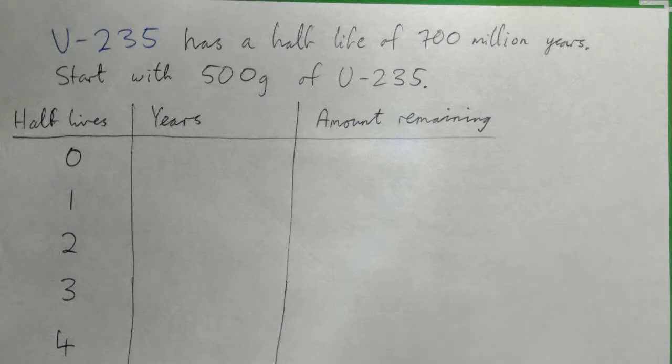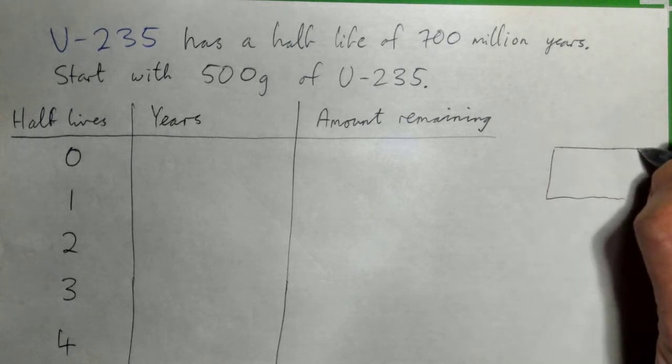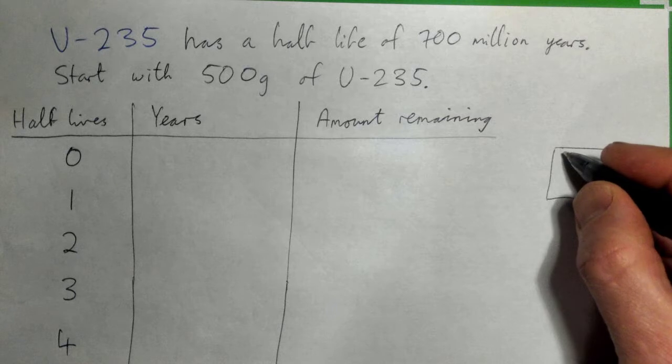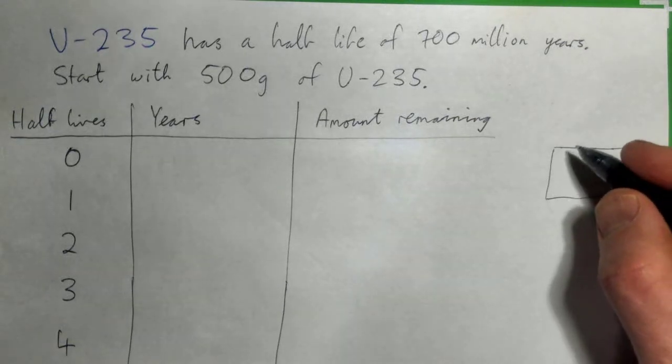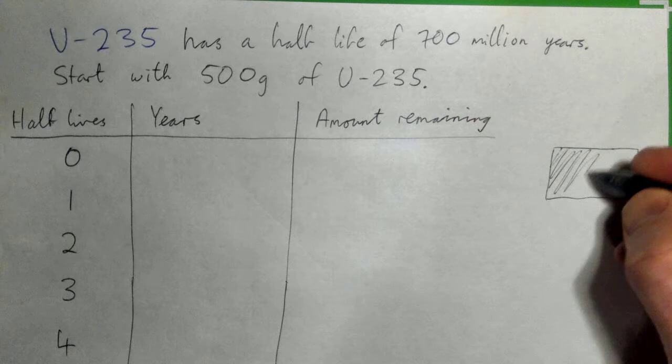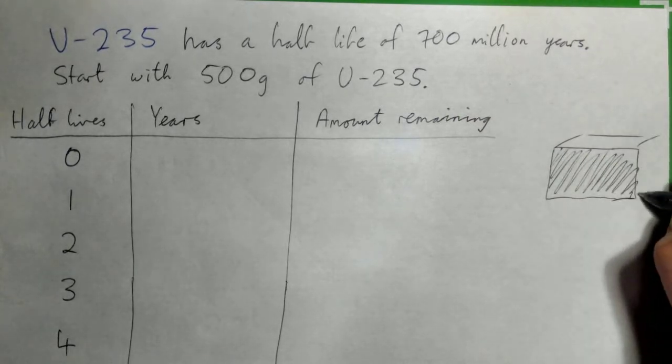Alrighty, so we have 500 grams, which is half a kilo, of uranium-235, a radioactive substance, right? And let's say it looks like this. It's this kind of block of uranium here. It looks like that, right? So this is our uranium-235, half of a kilogram right there. It's like a block of uranium. That makes sense, right? Think of it that way.